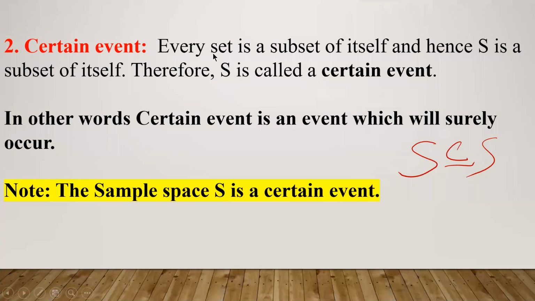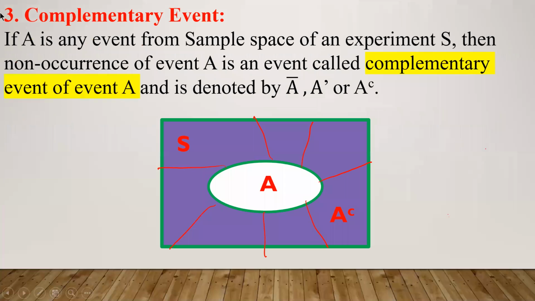So sample space is a certain event. Now look at the complementary event, third one. If A is any event from the sample space S, then non-occurrence of event A is called the complementary event, and it is denoted by A bar, A dash and A complement.